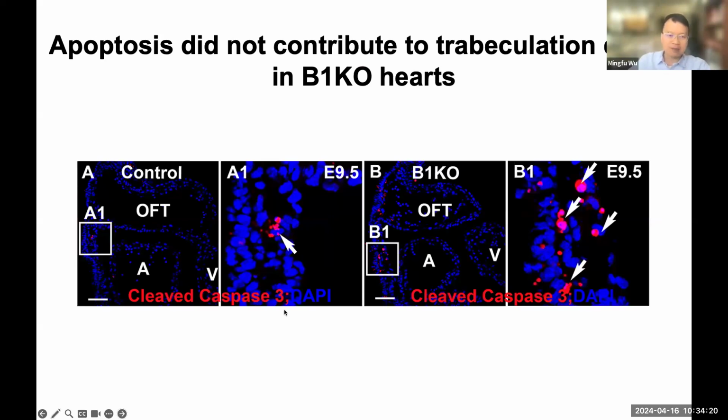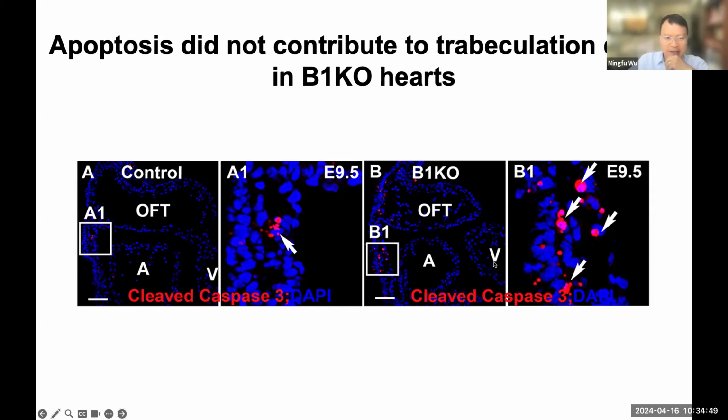And we also examined cell death by staining for cleaved caspase 3. We found that in the control and knockout, only the outflow tract region shows cleaved caspase staining positive, in both control and knockout. And in the knockout, there's more in the outflow tract region. So this might explain why the outflow tract morphogenesis shows defects in the knockout.